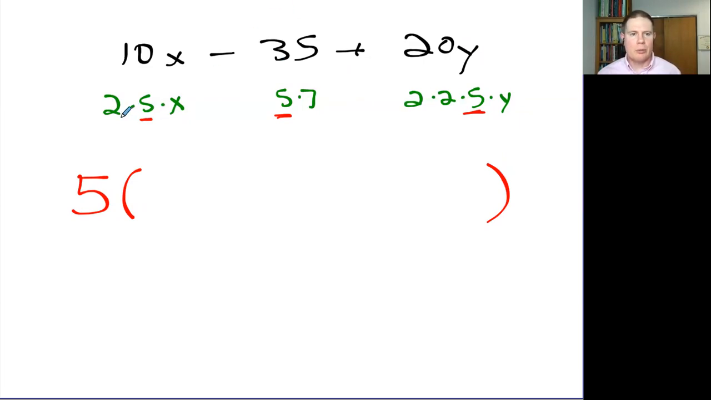And then I look for what's remaining here. Let me change colors. I've got 2 and x. I've got 7. I've got 2 and 2. 2 times 2 is 4 times y. 4 times y is 4y. Now, you notice the 10 was positive and the 20 was positive. So I'm only thinking of this as a positive 5, right?